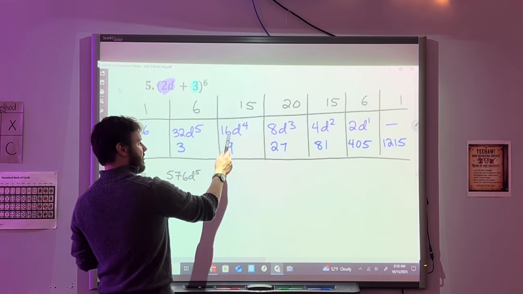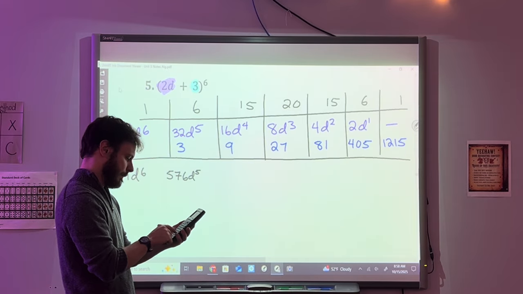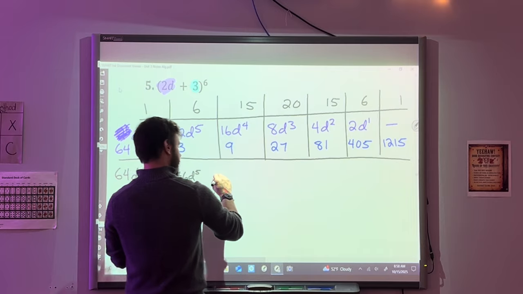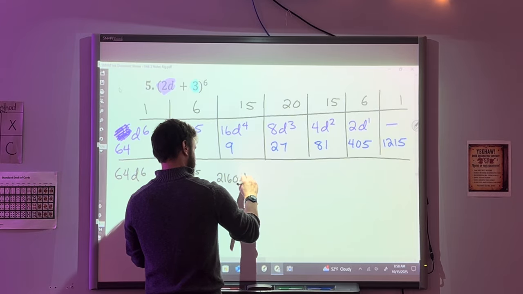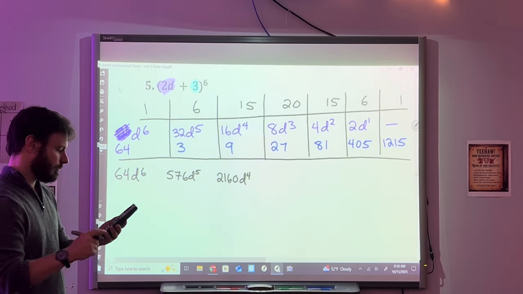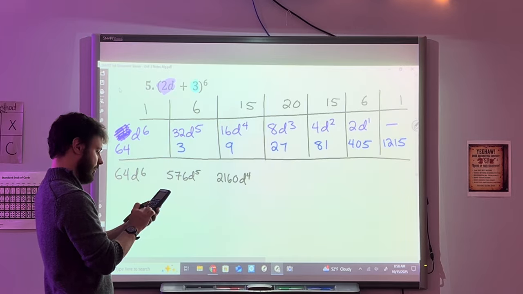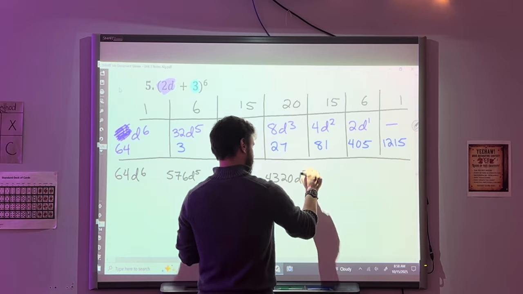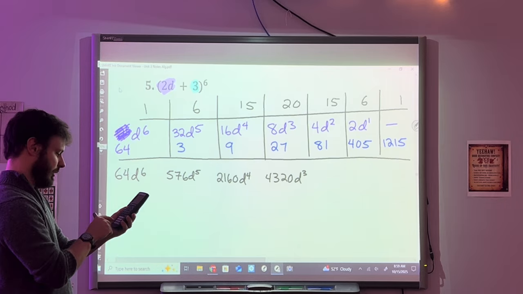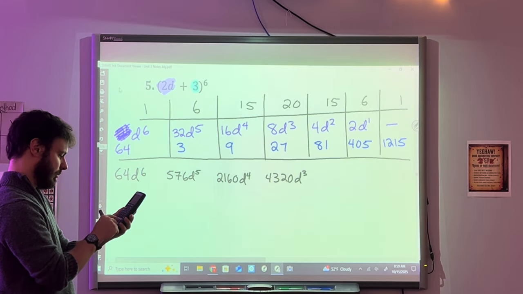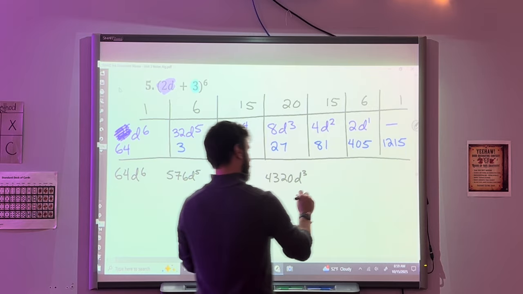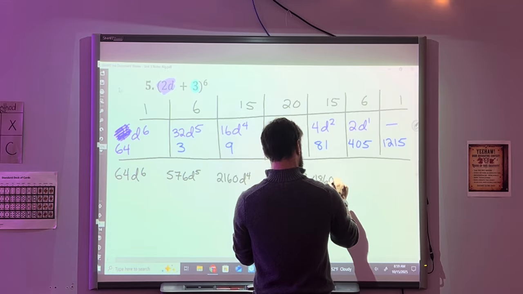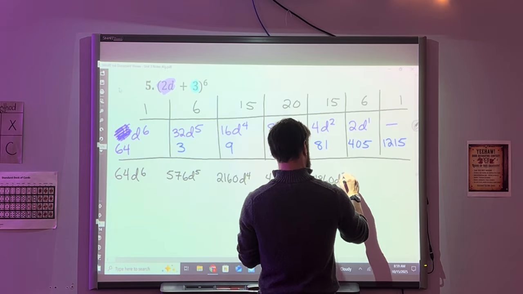Here we're going to have 15 times 16 times 9. And we're going to get 2,160 with d4. 20 times 8 times 27. 4,320 with 3 d's. 15 times 4 times 81. 4,860 with d2.